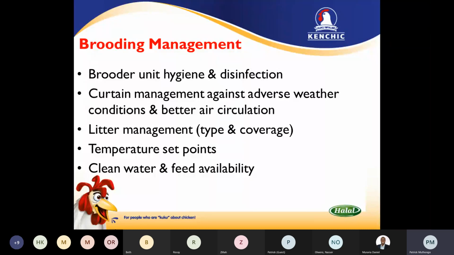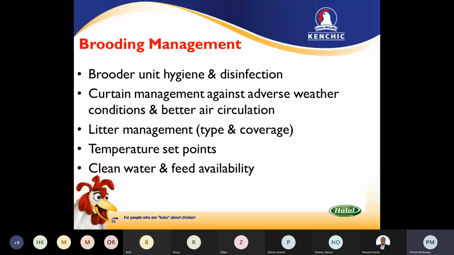Maybe you need to have thermometers, but also check the behavior of your birds. Dan had discussed earlier on how to check the behavior of the birds to note whether you're overheating or whether your temperature is low, basically by observing the chick behavior. Also ensure that you have clean water and that the feed is available. So a clean environment is best for a chick.